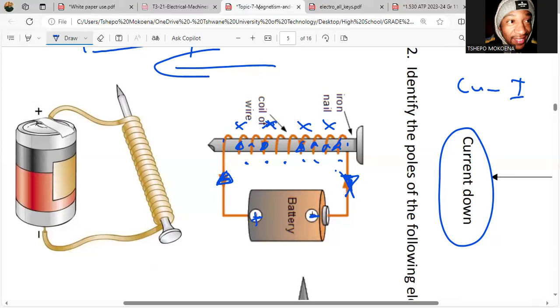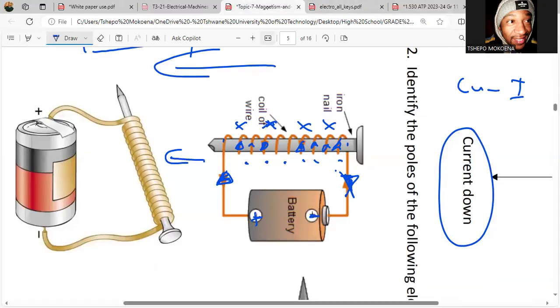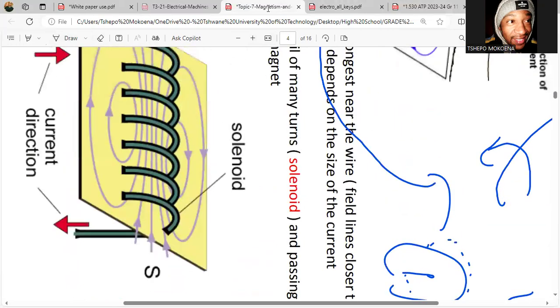Where are your curl fingers? Meaning your curl fingers, they're going to wrap on this nail like this. Your curl fingers, they're going to come here and then they're going to wrap like this. So that means your thumb will face in this direction. Let me see if I can try to tilt this picture once more so that it makes sense of what I'm talking about.